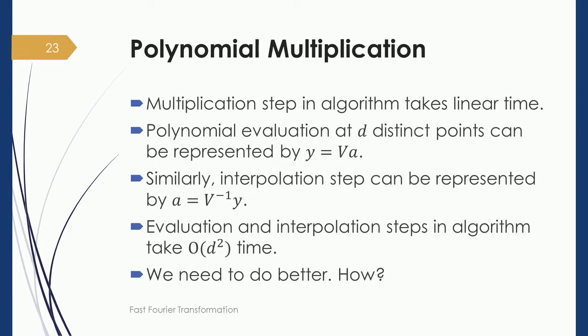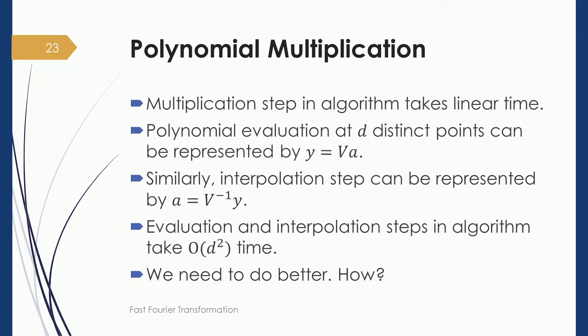So let us now look at how good this algorithm is to multiply two polynomials. The multiplication step in the Lagrange basis itself takes time that is linear in d. However, to evaluate a polynomial at d distinct points is essentially a matrix times a vector. And this matrix is a d cross d matrix. And similarly, the interpolating step can also be represented as a matrix times a vector.